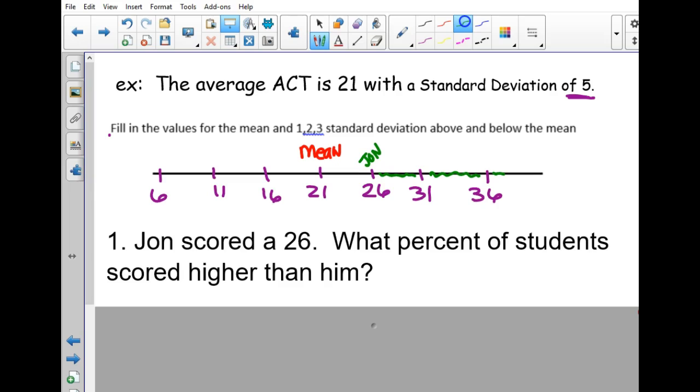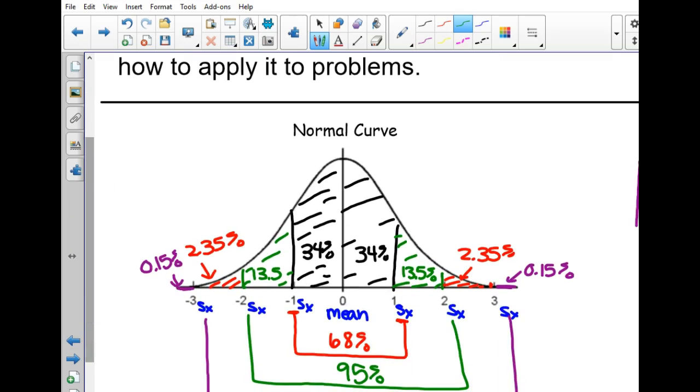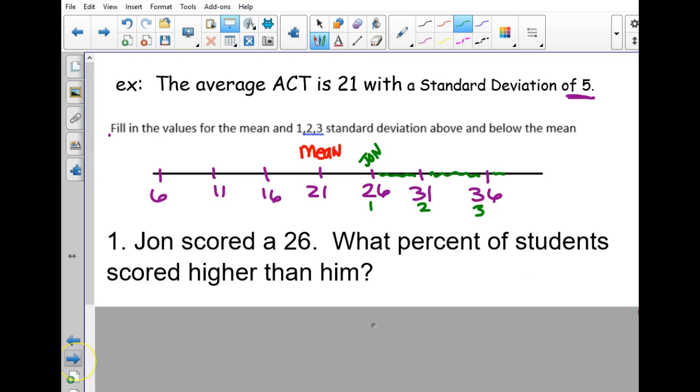So I'm going to go to my chart right now, and I'm going to see that this is 1 standard deviation above the mean, 2 standard deviations above the mean, and 3 standard deviations above the mean. I'm going to go to the chart and use that, okay? 1 standard deviation above the mean is 13.5%. 2 standard deviations is 2.35%. 3 standard deviations is 0.15%. What is that altogether? 16%. I'm going to go right until the bell rings, guys, so stay with me.